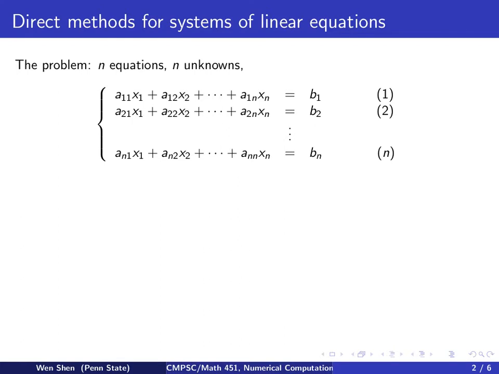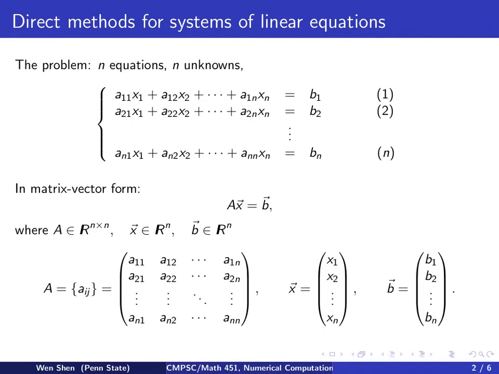We label it with a double index, a11, a12, a1n, and that's for equation 1. And then you have equation 2, where you change the first index into 2, so a21, a22, and so on, and then all the way down to the nth equation. So if the coefficients, the aij's, are nice in a certain sense, then this system has a unique solution.